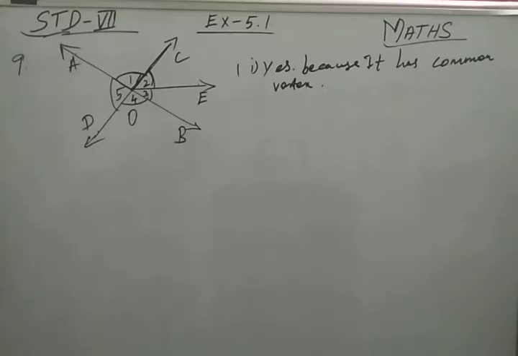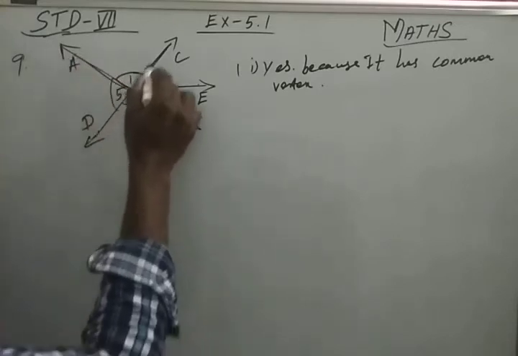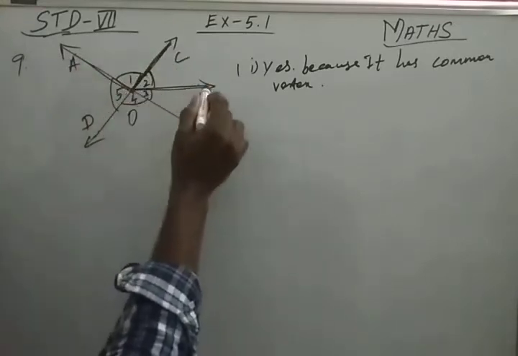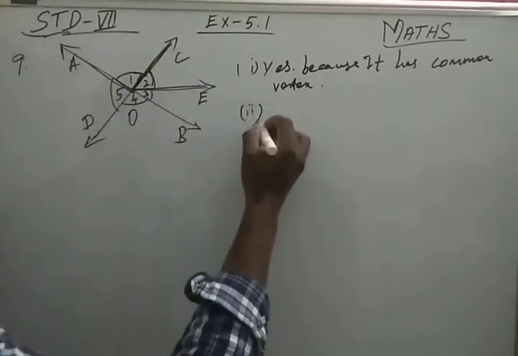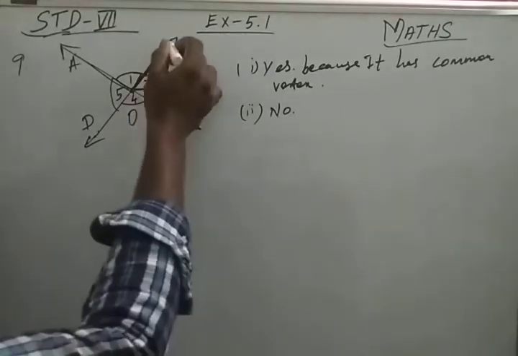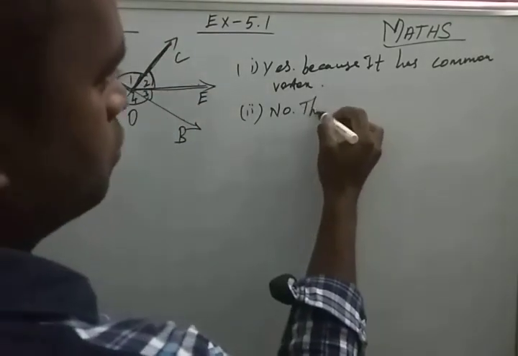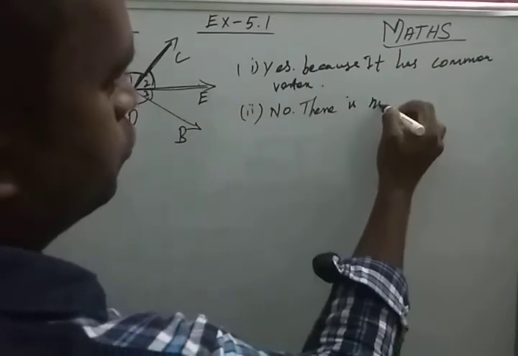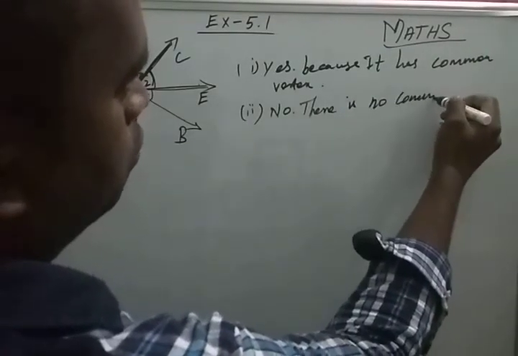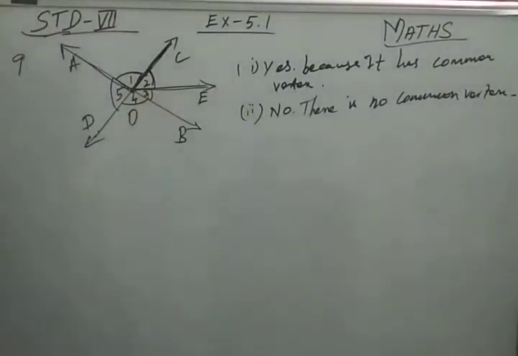Second question they have asked: is angle AOC adjacent to AOE? We can say that no. Why do we say no? Adjacent angles should have a common vertex, but here there is no common vertex.